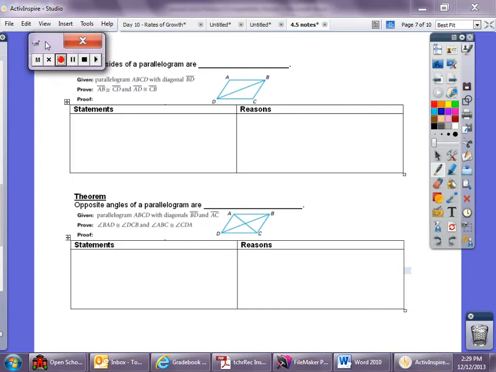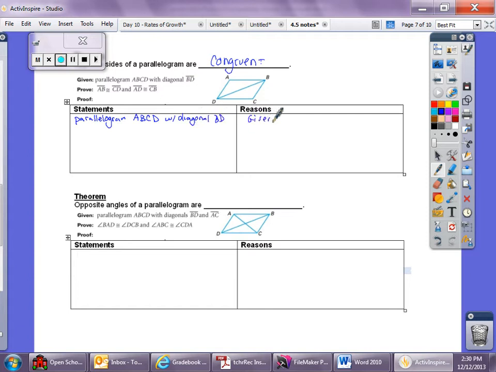When we look at this, we can make our proof here. Our theorem is opposite sides of a parallelogram are congruent. So we can show that the opposite sides are congruent. So we're given a parallelogram, so we can state our statements. We have our parallelogram ABCD with diagonal BD. Our reason, it's given. Now what we know about this is that, well, we have a parallelogram, so we know that AB is parallel to DC. So this is our definition of a parallelogram.